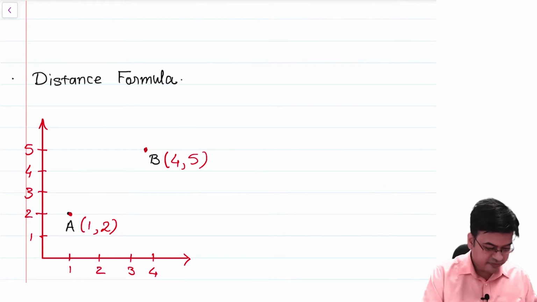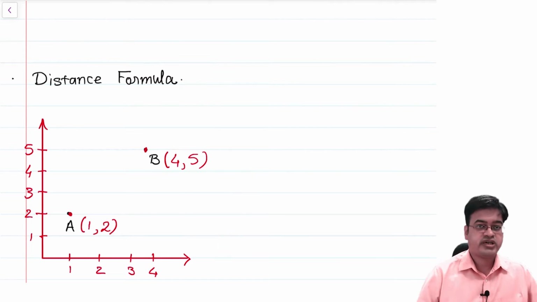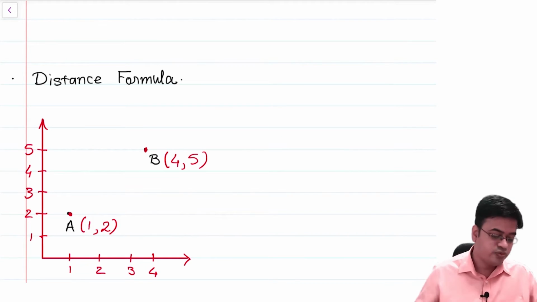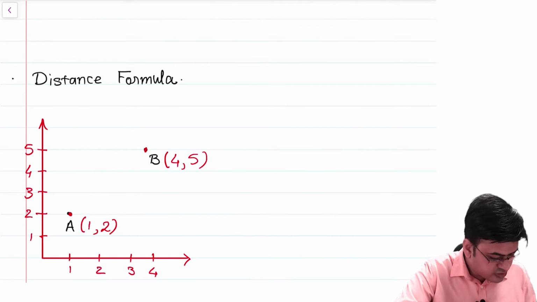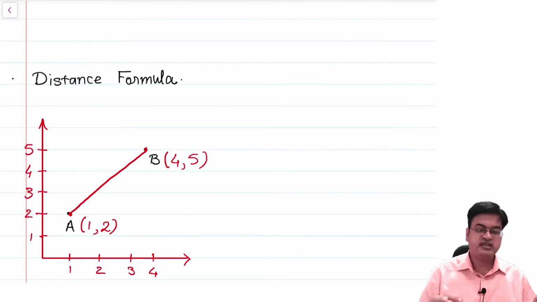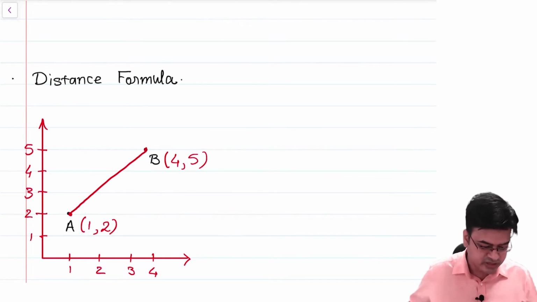Now if I want to compute the distance between 2 points, what should I consider? From the basics of geometry or computation, we already know that the minimum distance between these 2 points is the distance covered by a straight line joining these 2 points. That is what this minimum distance is.